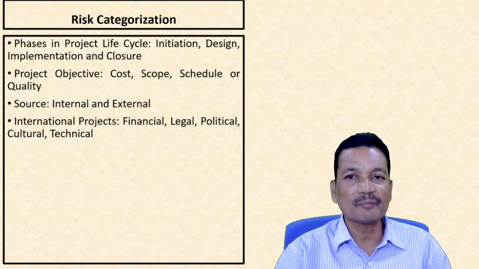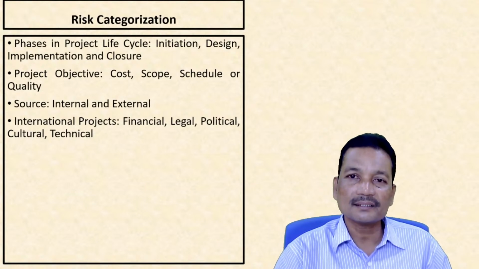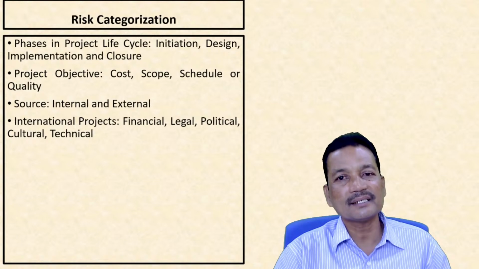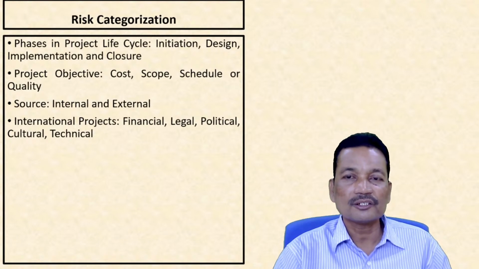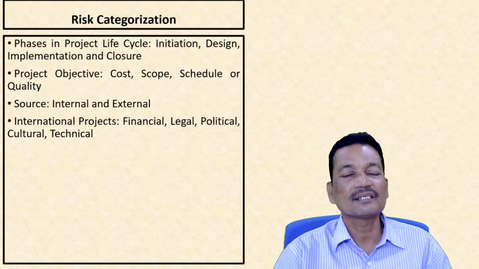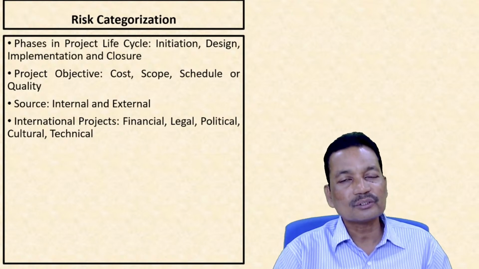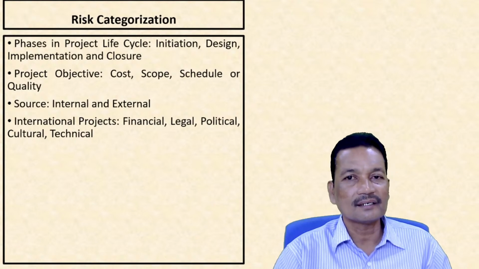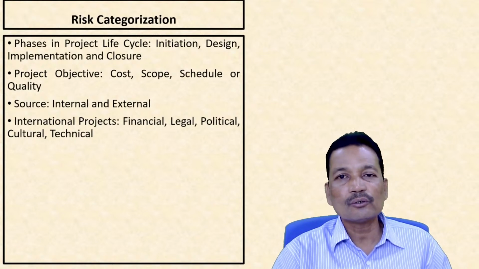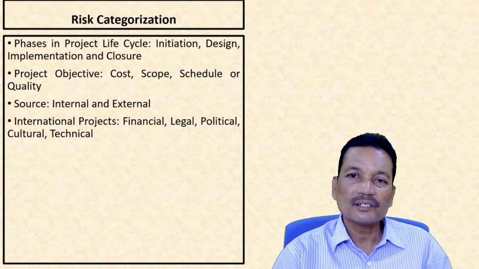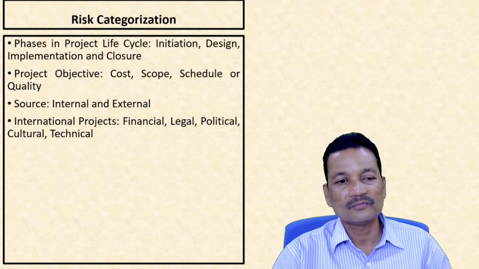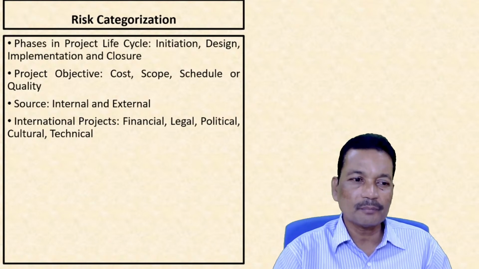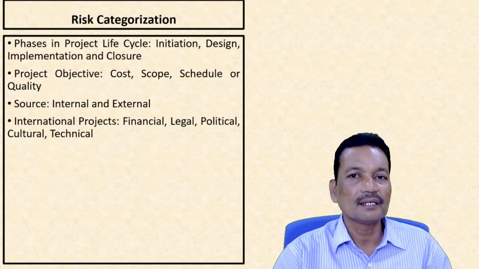Their rules and regulations may differ from ours. Political risk: what is the political stability in that country? Cultural risk: that means whether their society is the same as our society or different from that. Technical: now we know that technology differs from place to place also. So according to the country where you are setting up your international project, you have to go for the particular technology.